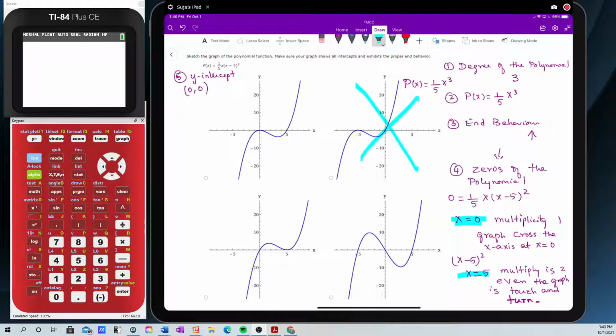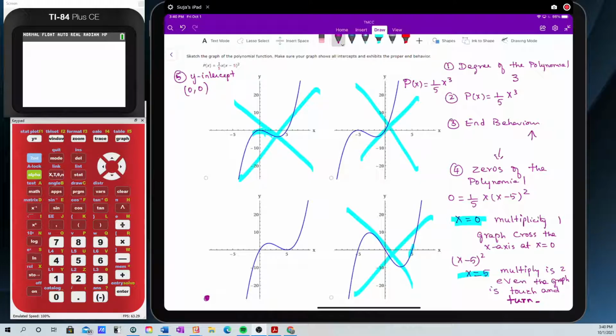But what is happening at x equals 0 is the graph is crossing at 0. Here in the first graph, it's touching and turning, right? So this cannot be the option. The next one is at x equals 5, the multiplicity is 2, which is even. Therefore, the graph has to touch and turn. But here I see it is crossing. So this cannot be the option either. Therefore, the correct answer for this would be this particular graph.